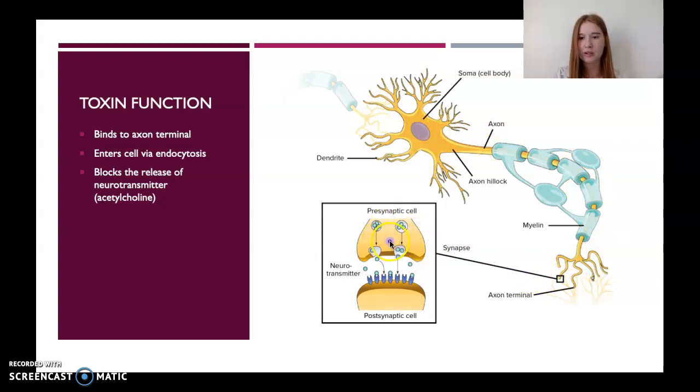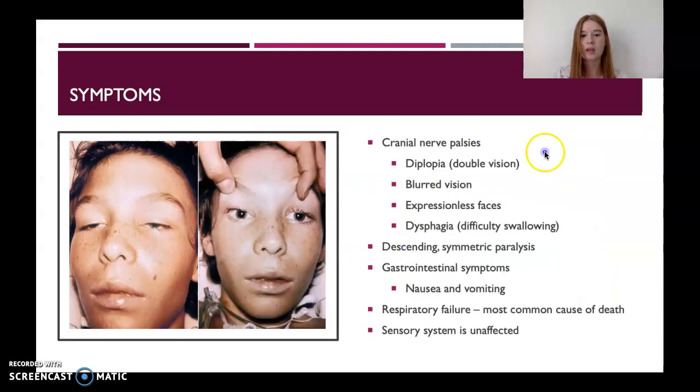There it's converted into a chemical signal and fired across the synapse to the muscle cell, telling it to contract. So the toxin functions by binding to the axon terminal here and then entering into the cell. Once inside of the cell, it blocks the release of the neurotransmitter. The toxin also acts only on nerve cells which use acetylcholine as a neurotransmitter. And this is what causes the paralysis.